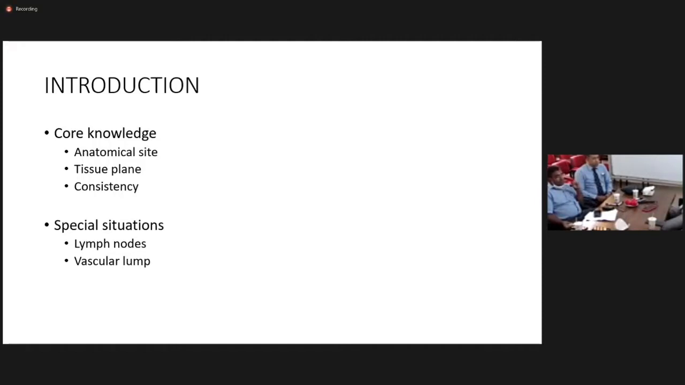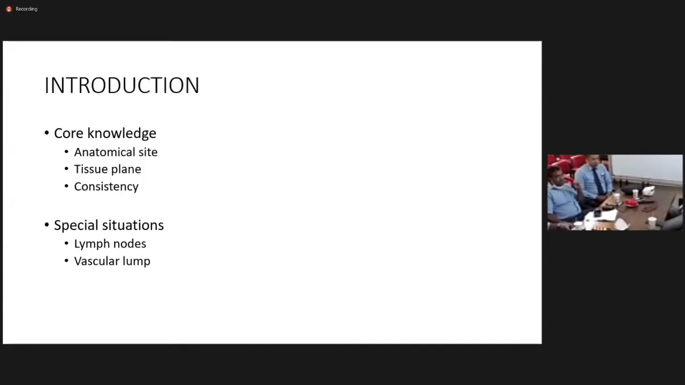The first most important thing is the anatomical site. By looking, you don't have to touch the patient. You should be able to express where this lump is, because some lumps are very common in a particular site and some lumps never occur in a particular site. So both facts are important when making a diagnosis.